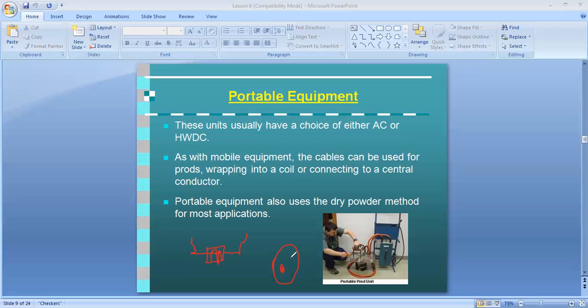So as with mobile equipment, the cable can be used for prods, wrapping into coils and connecting a central conductor. In this, we can use a central conductor also. Portable equipment also uses the dry powder method for most applications.